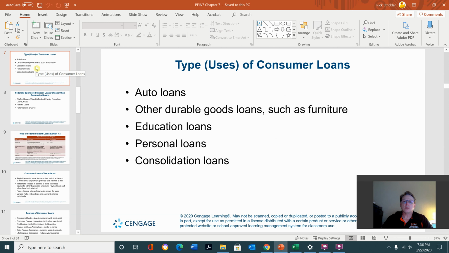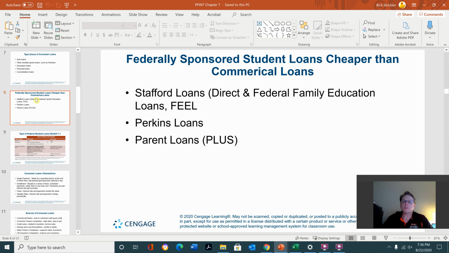Types of consumer loans: auto loans, durable good loans such as furniture and appliances, education loans, personal loans, consolidation loans. Federally sponsored student loans are cheaper than commercial loans. That's not true for the most part, depending on your interest rate. Many student loans are 6% interest rates right now, and you can get a consumer loan for 4.5%. And there are far fewer fees for consumer loans than student loans.